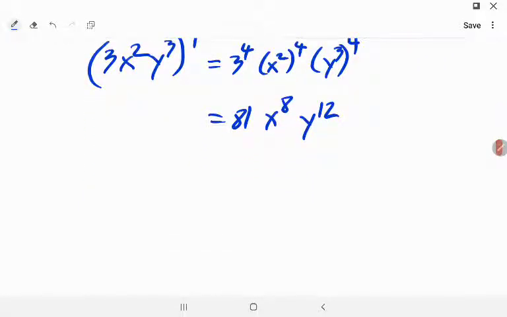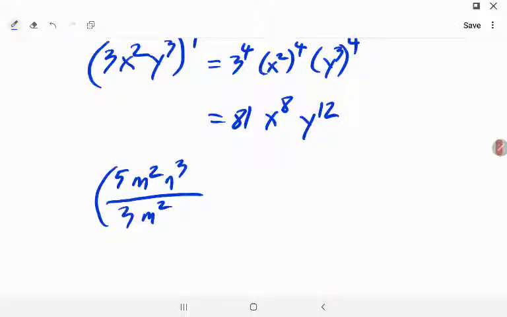So let's try one more example of that. If we had something like 5m squared n cubed divided by 3 n to the 4th z squared, all to the 5th.